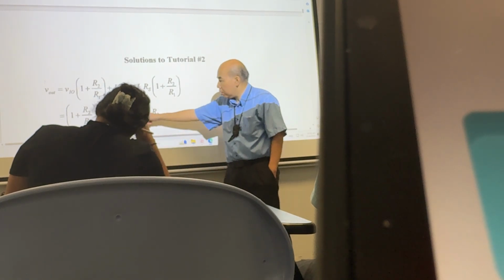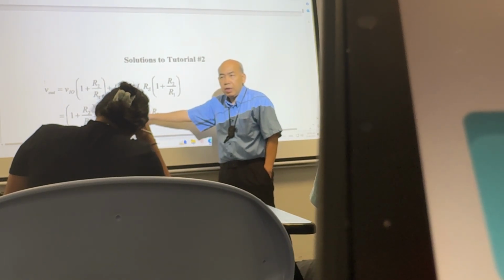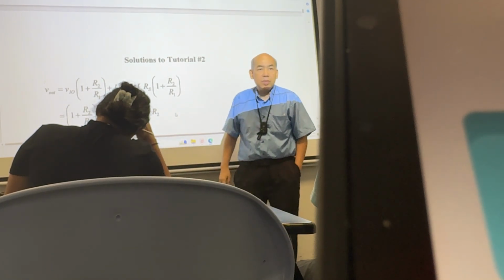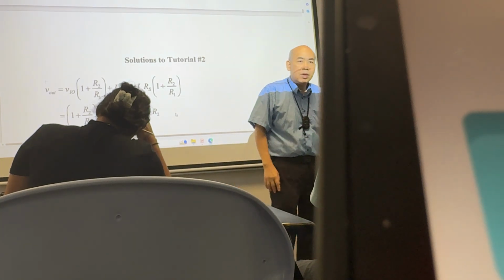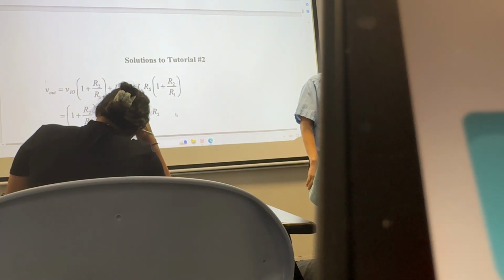So if I select the source resistor with an appropriate value, we can cancel the other offset, right? Because the sign is negated compared to the other. They counteract each other. So by properly selecting the RS, you'll be able to cancel the offset.